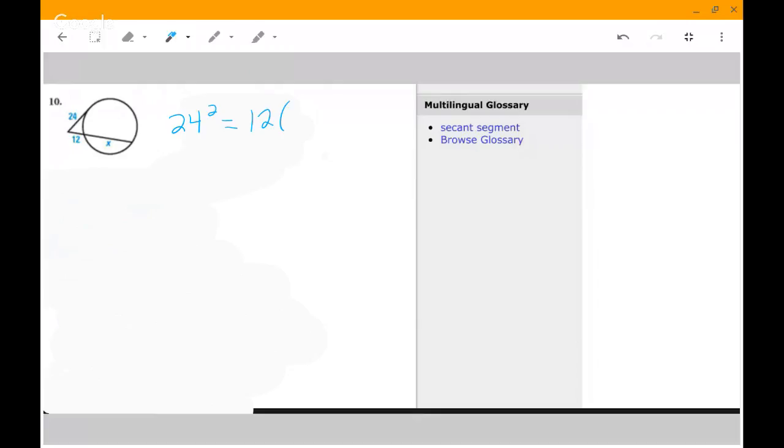Because remember, x is like a number. So if x was, I don't know, 20, you'd say, oh, that piece is 32 because you're adding those two numbers together. So when you're trying to get the whole length, you add it together. So 24 squared.